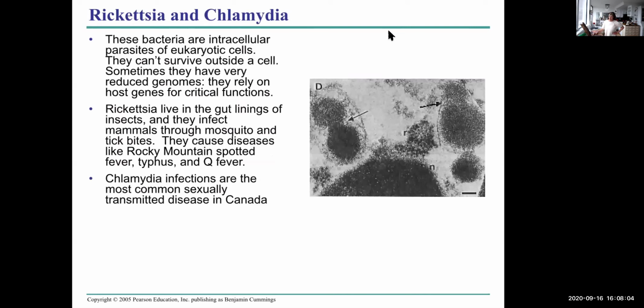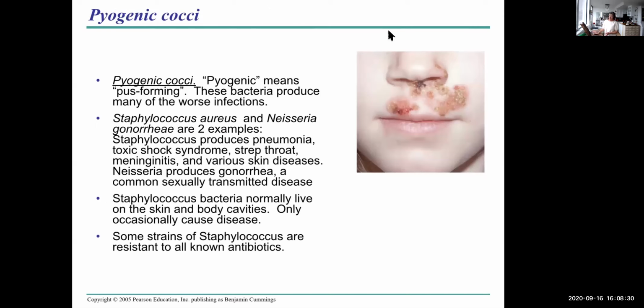Chlamydia is a very common sexually transmitted disease. Rickettsia live in the lining of insects, and they infect mammals through mosquitoes, so there's often a carrier of the bacteria. Some bacteria are intracellular parasites of eukaryotic cells; they can't survive outside of a cell. Some other infections like Staphylococcus aureus and Neisseria gonorrhoeae are two examples. Staphylococcus produces pneumonia, for example, toxic shock syndrome, strep throat, and some other diseases.